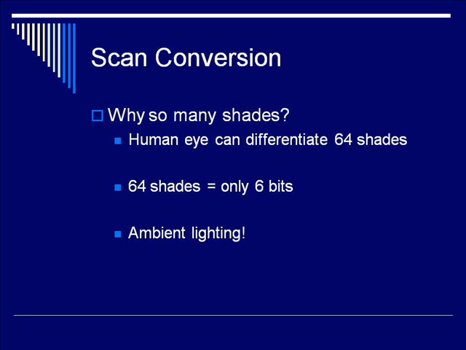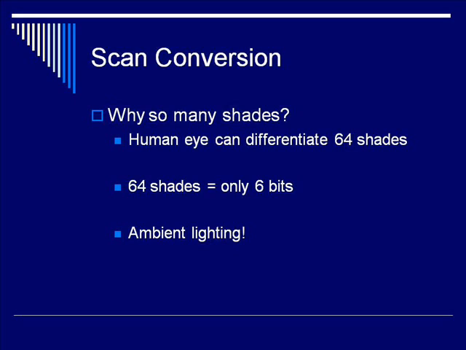Why do we need to use so many different shades? The human eye can actually only differentiate around 64 different shades of gray before it all really blends together. 64 shades is only 6 bits. So are we wasting our memory? Are we using too many bits to store things? No. And the reason is ambient lighting.